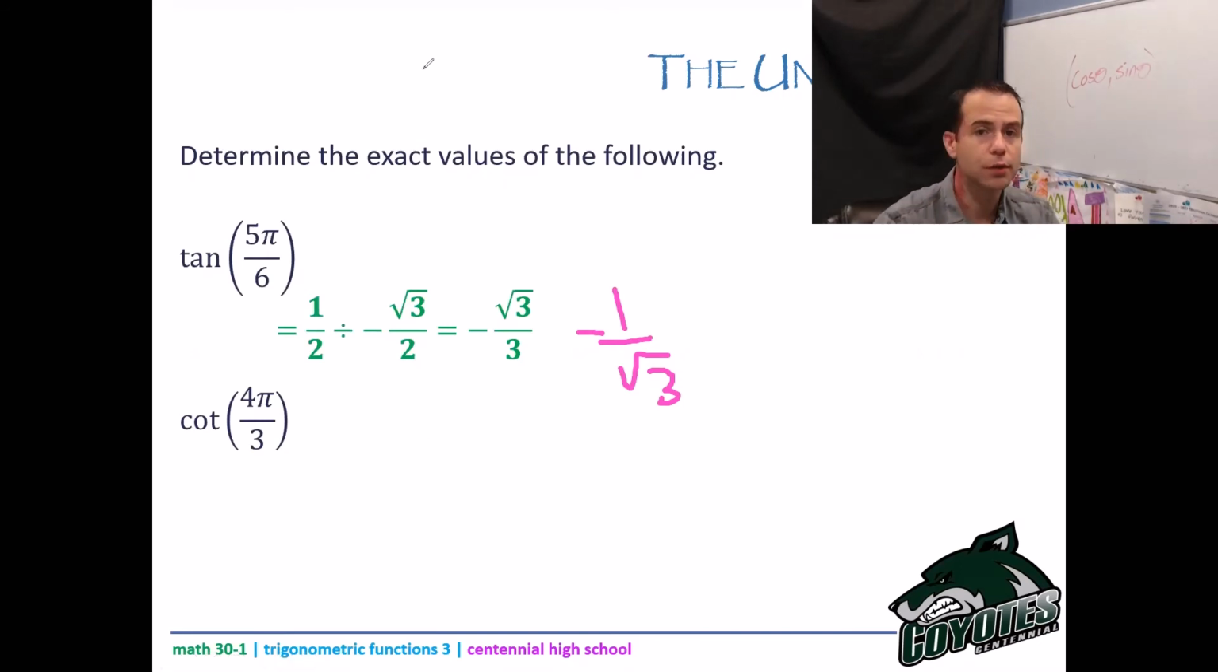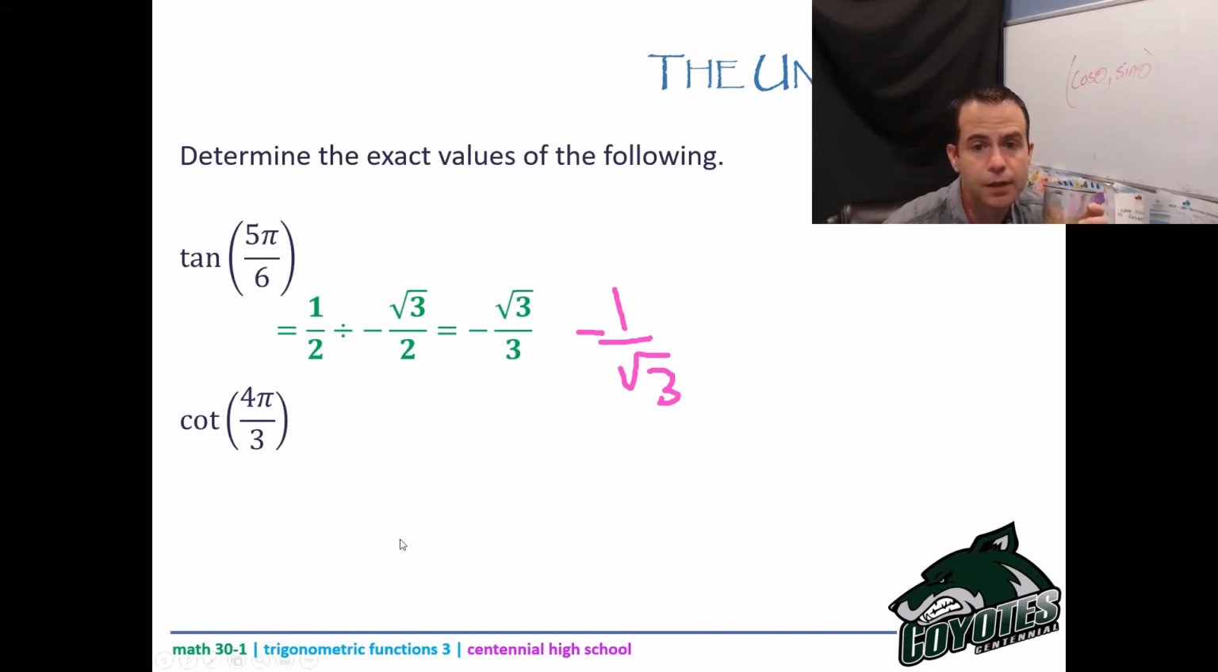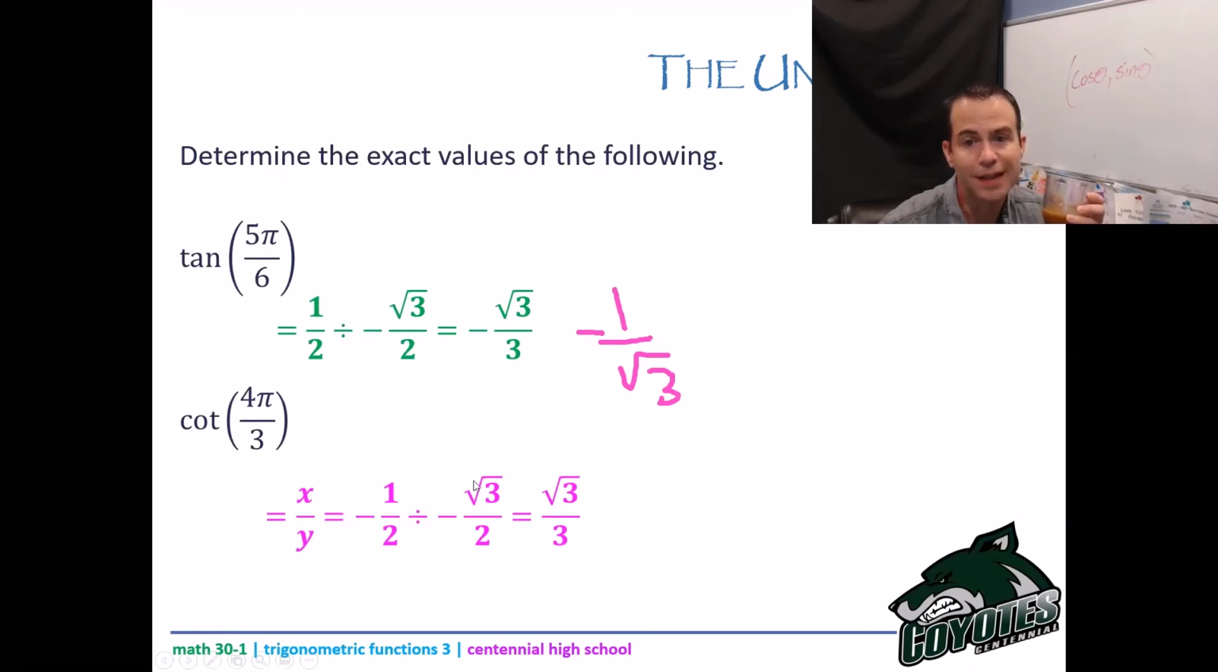Okay, cotangent of 4 pi over 3. So we have to go to 4 pi over 3. That's just after 3 pi over 3, right? So you should be in the third quadrant. Cotangent is the flipped version of tan. So if tan is y over x, cotangent is x over y. Okay, so I'm going to find that coordinate pair, and I'm just going to take the x value and divide by the y value. So that's going to give me negative 1/2 divided by negative root 3 over 2. Because I have the common denominators here, I just go negative 1 divided by negative root 3, and I get positive root 3 over 3 there, or unrationalized 1 over root 3.